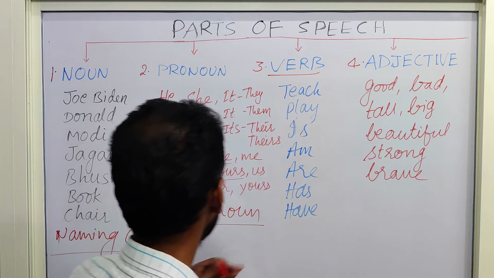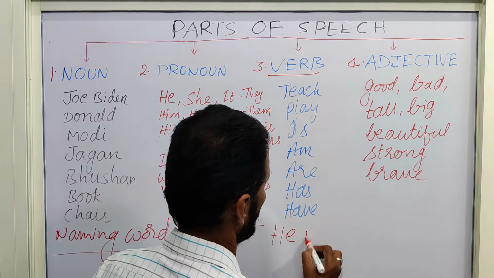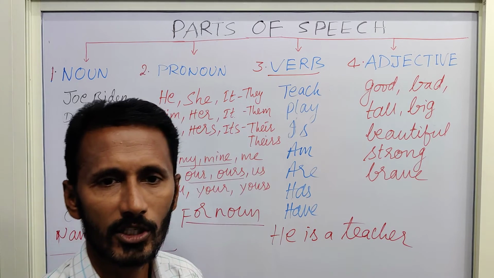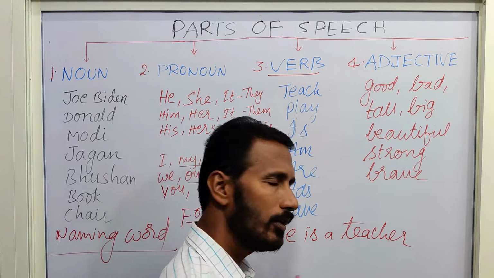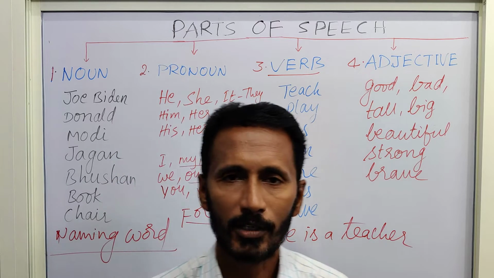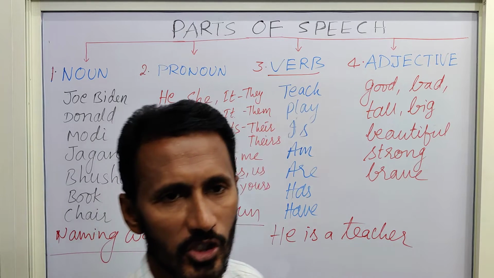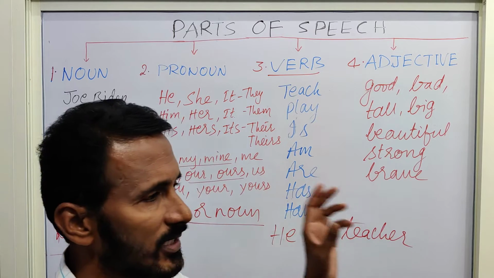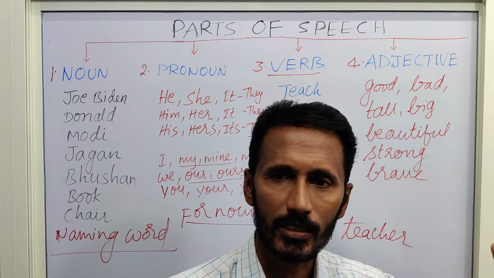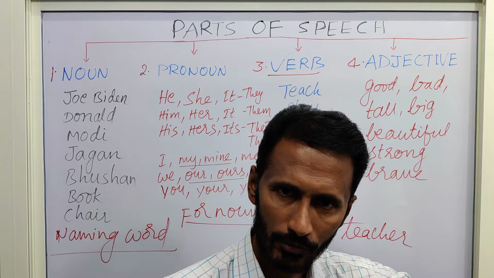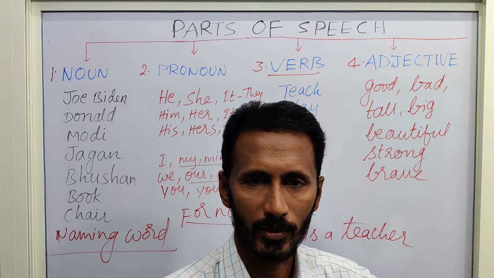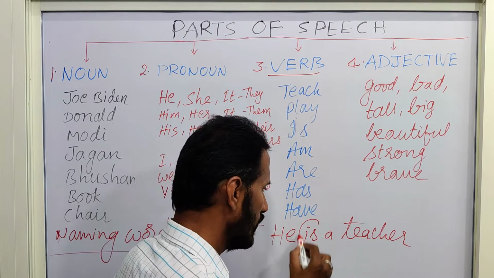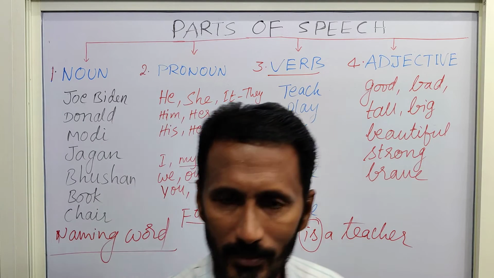In this sentence, he is a teacher. Can we find actually the verb form? No, we can't find read, play, jump, eat, sing, etc. Those words are not there. That means there is again a separate name for that kind of verbs. They are main verbs. But here there is also a verb form which is called is.